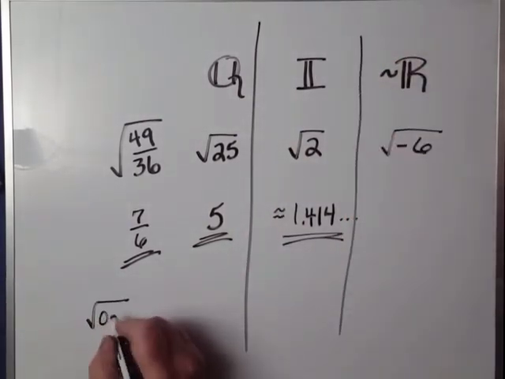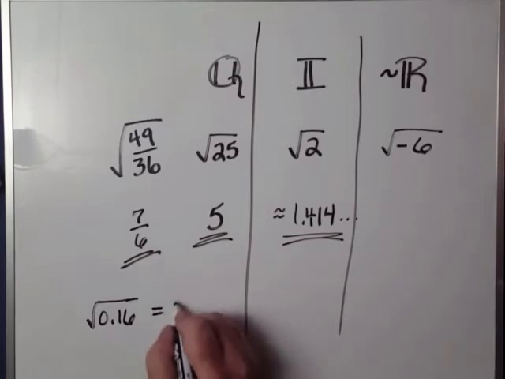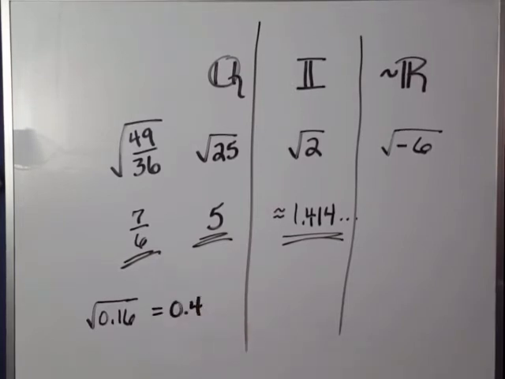that square root of 0.16. 0.16 is a perfect square as a decimal. That would also be a rational answer. It's a terminating decimal, and we know that that makes it rational.